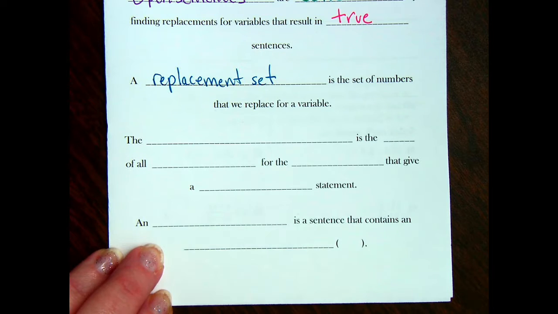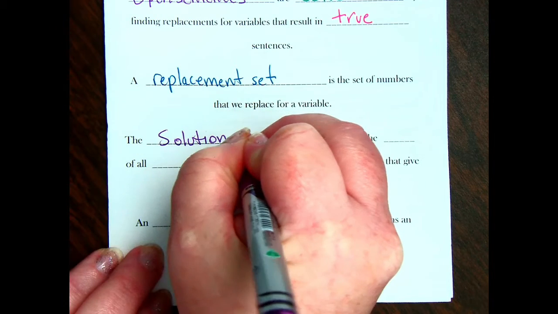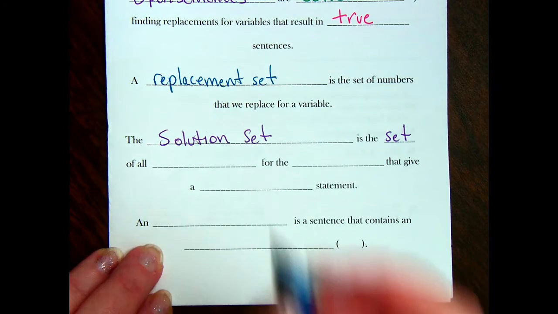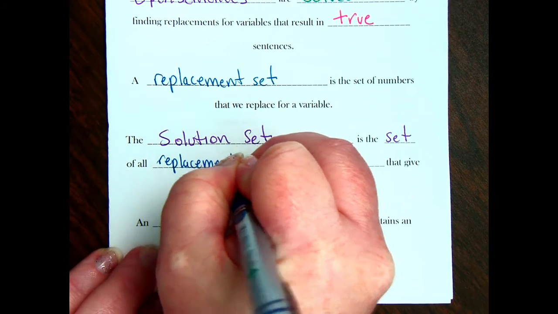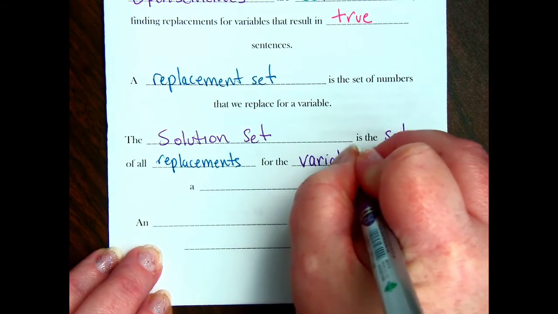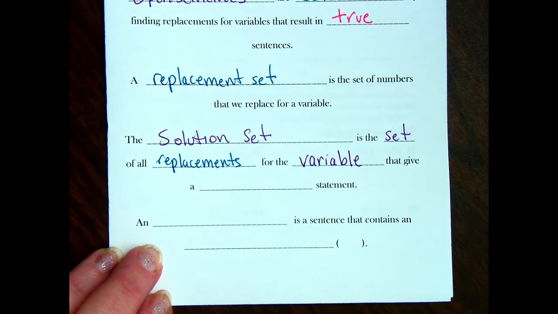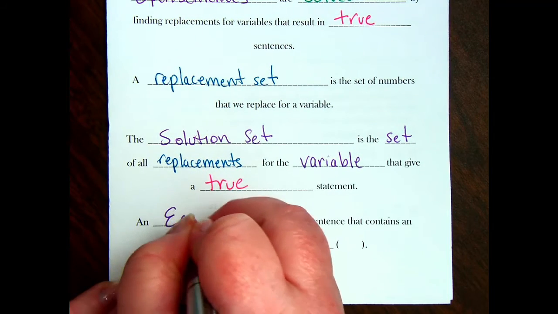We know that the solution set is the set of all replacements for the variable that give a true statement. So I can put anything into the equation that I want, but my solutions are the only ones that make it true. And we call that an equation.